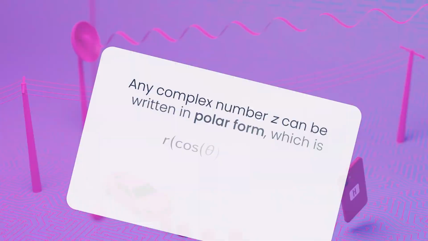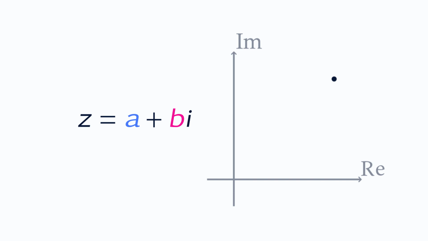Let's investigate why this makes sense by looking at a general complex number, z. z equals a plus b times i, and has the coordinates (a, b) in the complex plane. Think of z as a vector starting from the origin to the point (a, b). Now imagine drawing a line from the end of the vector down to the real axis, like this.